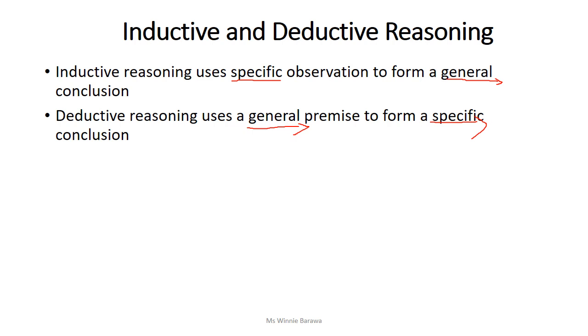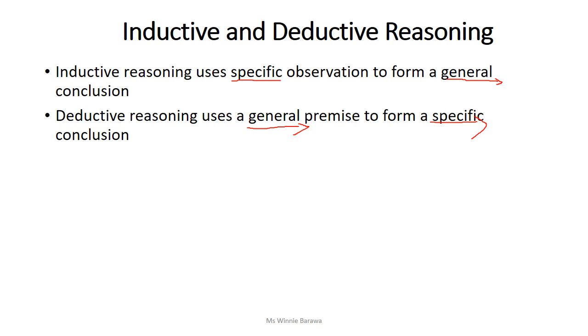In inductive reasoning, the researcher is using a specific observation to form a general conclusion. While in deductive reasoning, the researcher will use a general premise to come down and give us a specific conclusion. Yes, this is why I was saying some people may get lost here, but we will go slowly so that everybody gets it. So in inductive, you are using specific going to general. Let me underline it here. You started at specific and ended up at a general conclusion.